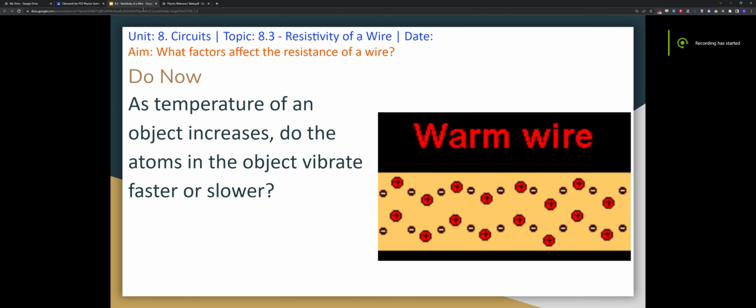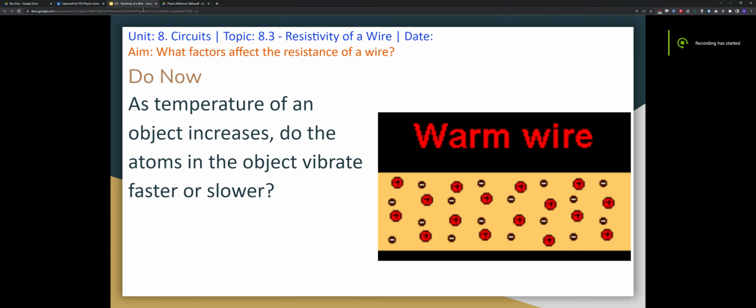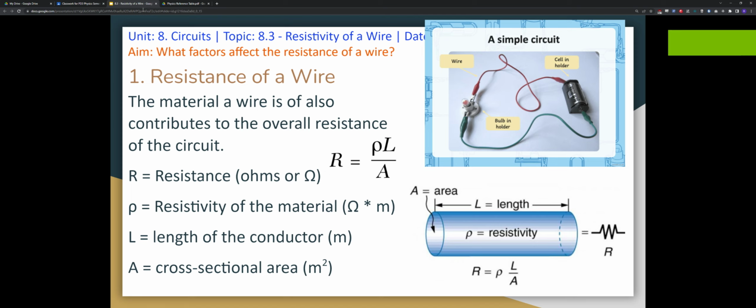All right, so this is going to be lesson 8.3, resistivity of a wire. In 8.2, we talked about resistors. Resistors are anything that uses electricity, that has electricity running through it. For example, the microphone that I'm using right now, the laptop you might be using right now, your phone, right? It's a resistor.